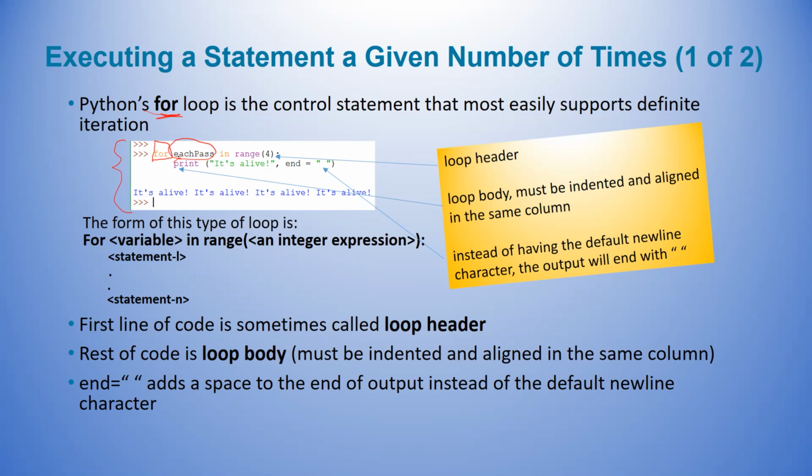And here, you call it each pass. It's just a variable name. In is a keyword, okay? You cannot change that. And range is a function. You already know about functions. We learned the square root, right? We learned power. So you know functions.